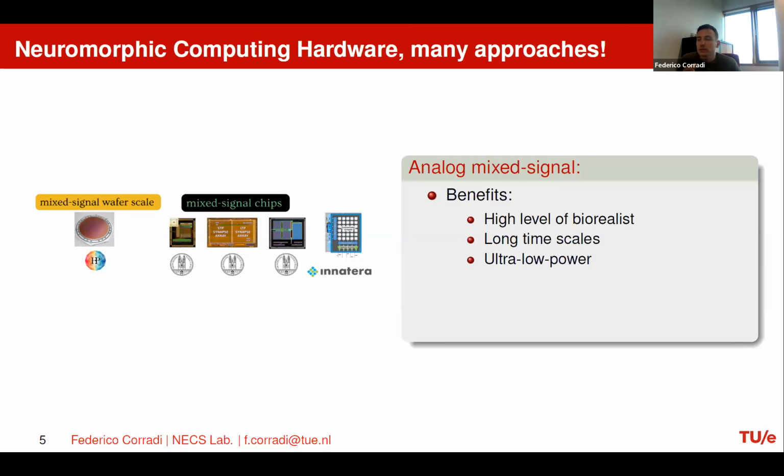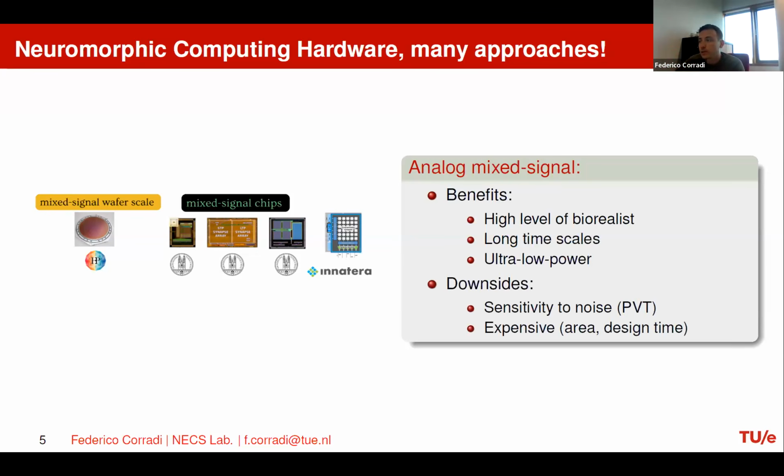Actually, you can mimic with the physics of the silicon the same neurobiochemical processes of neurons and synapses of real neurobiological systems. And so you can implement long time scales, and they can be ultra low power for this reason. So these are some of the benefits that you get, especially because you want to have an isomorphism between physical computations in these devices and physical computation in neural systems. However, you have to pay a price for that.